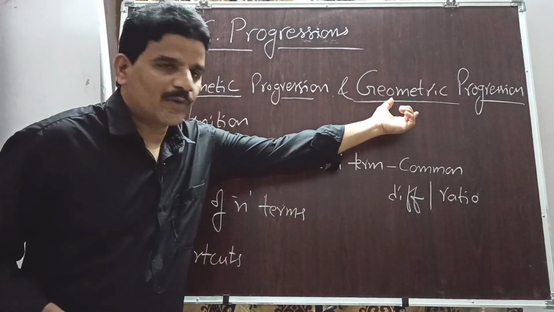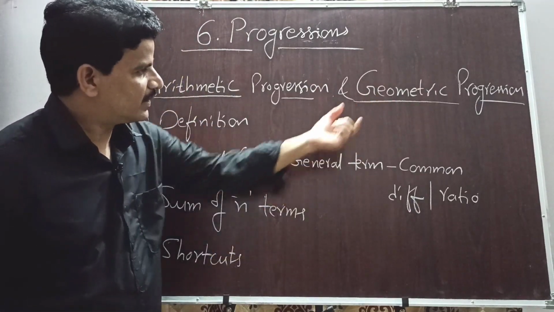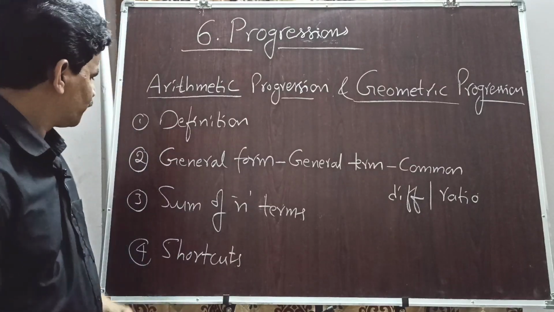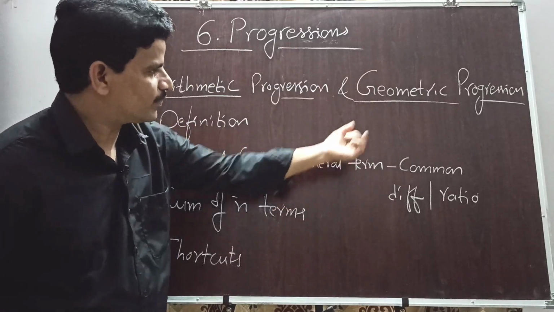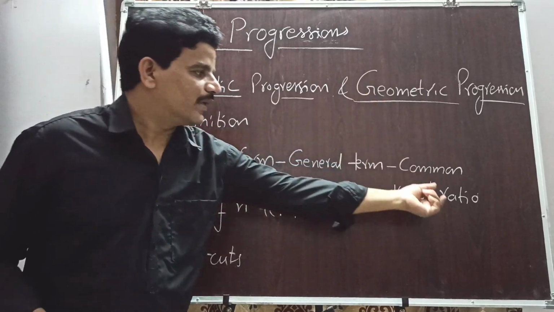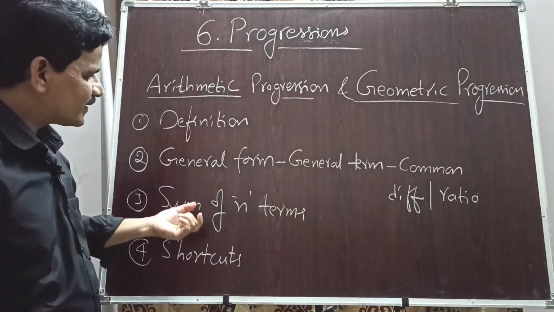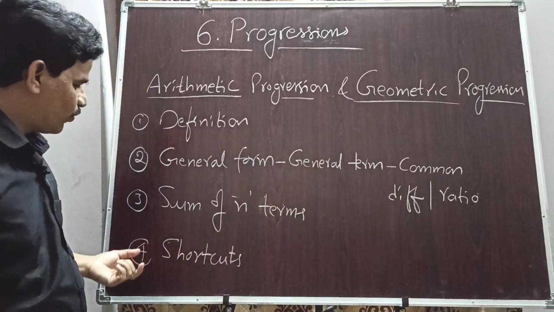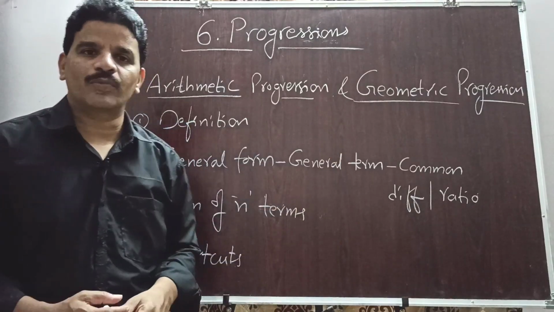Similarly, for geometric progressions, first point I will define geometric progression, what is geometric progression, how it looks. Second, general form of geometric progression, general term of geometric progression, common ratio of geometric progression, very important. Third, sum of n terms in geometric progression. At the end, as a fourth point, shortcuts or techniques of geometric progressions.